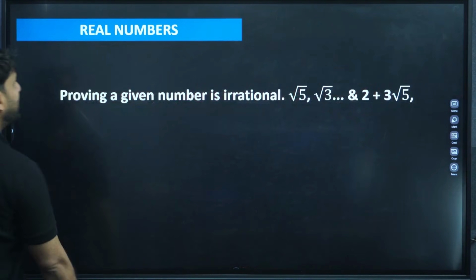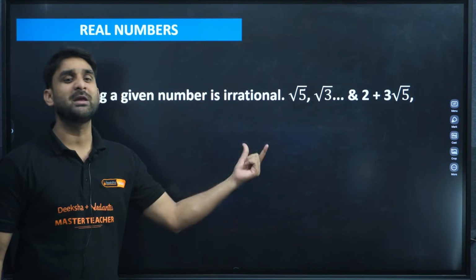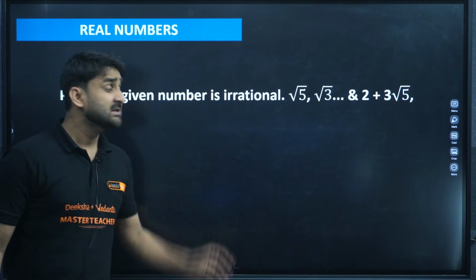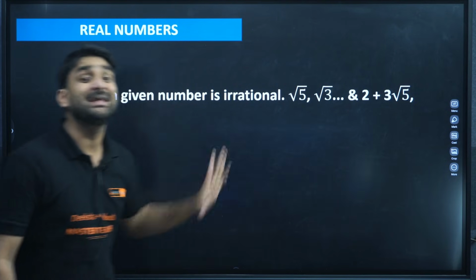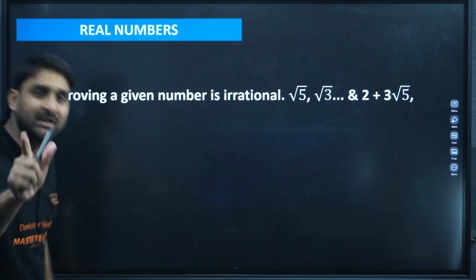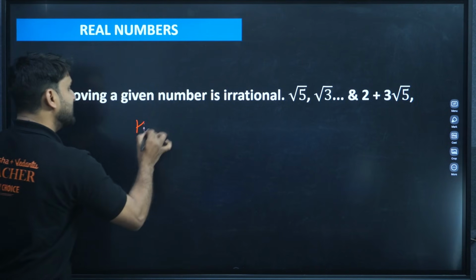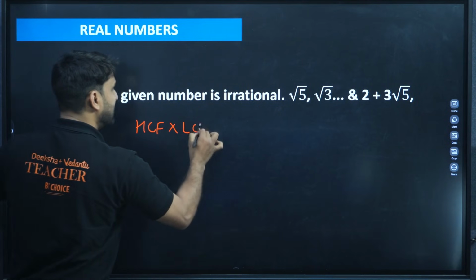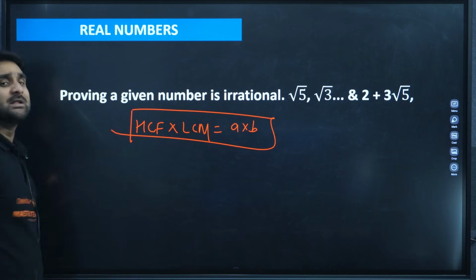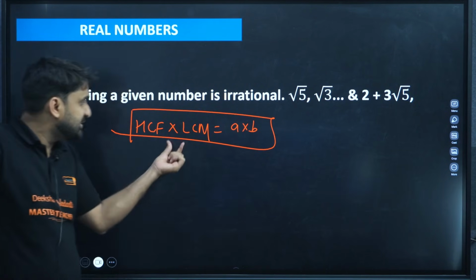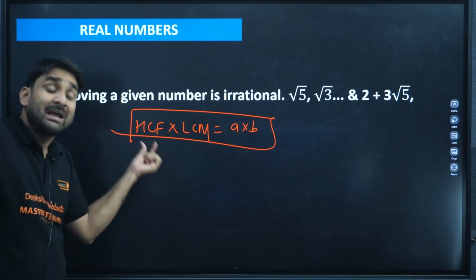So let's begin. My dear, in real numbers, this question comes regularly, frequently in your exam. CBSE has asked for so many years to prove that root 5 and root 3 are irrational numbers. So proving irrationality is very important, and in real numbers, this is also important: HCF times LCM equals a times b. If we talk about two integers, the product of the integers themselves is equal to the product of their HCF and LCM.